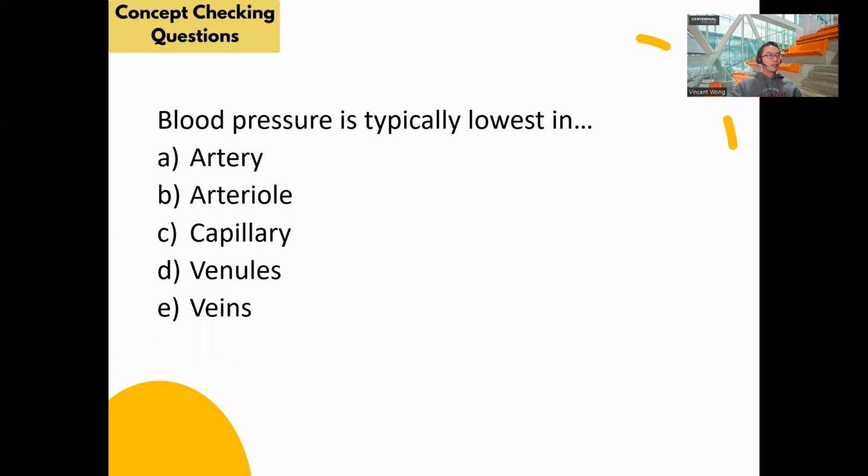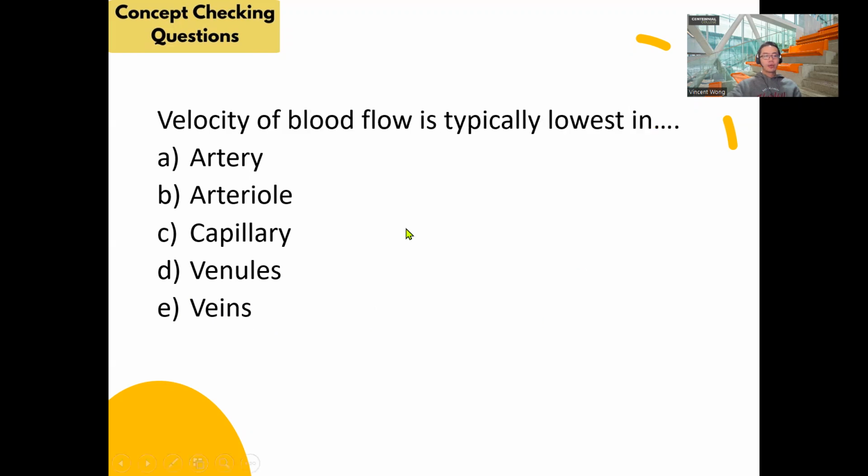Okay, thank you for participating. The correct answer is veins. The further away you are from the heart, the lower the pressure is going to be. So that is the veins. Let's try another one here.